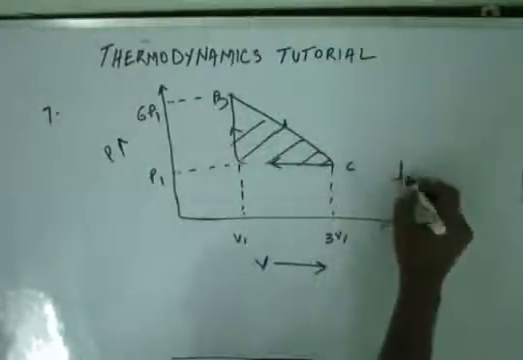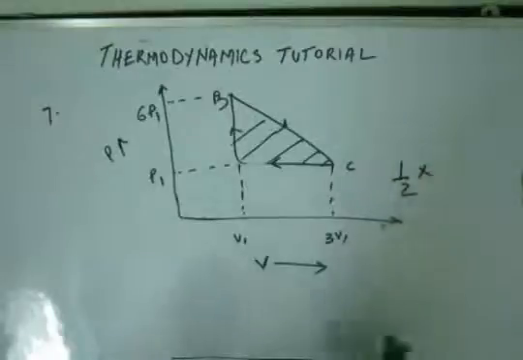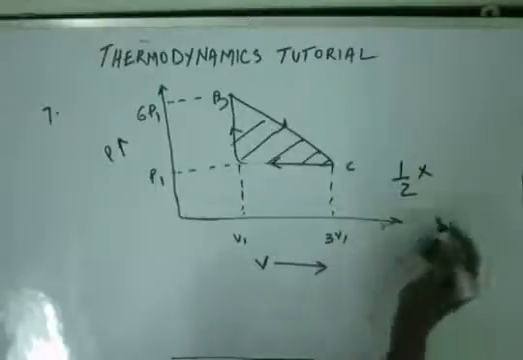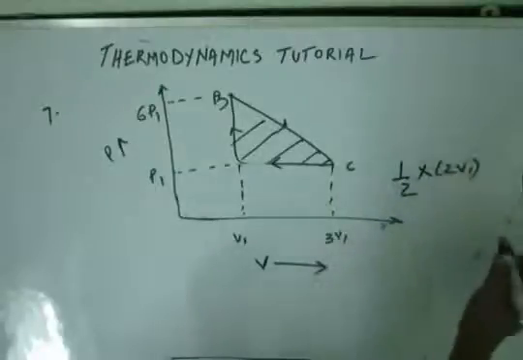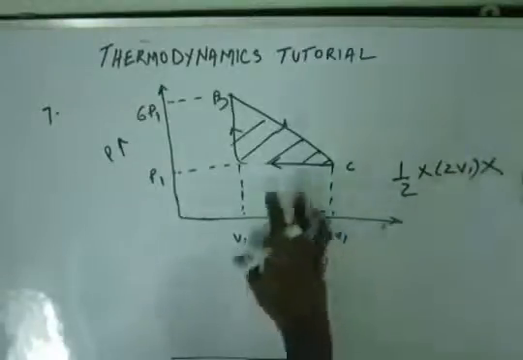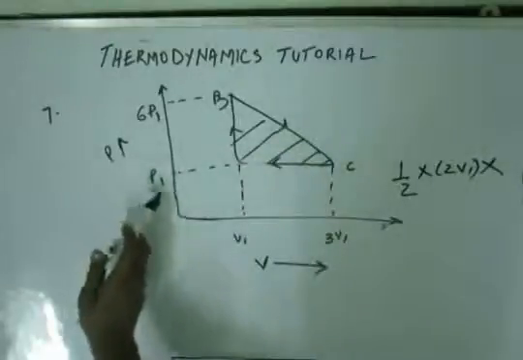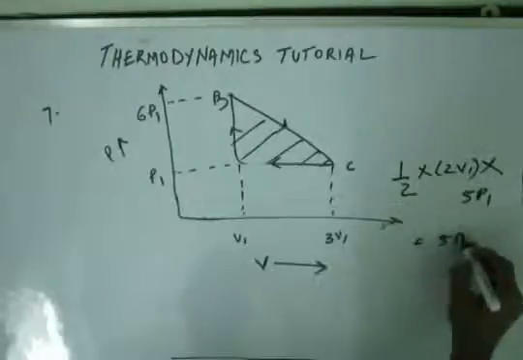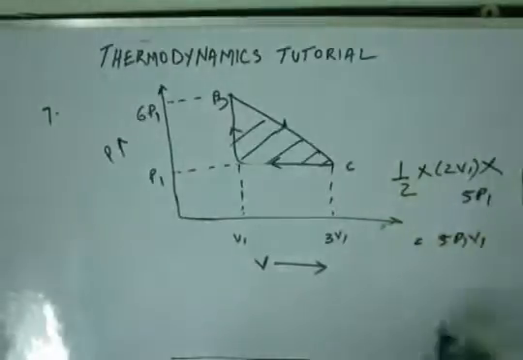This seems to be a triangle, so area will be half base into height. Base, you see, it's from V1 to 3V1, that is 2V1 is the base, and height is from P1 to 6P1, that is 5P1. That gives you 5P1V1. That's the work. Alright, so the PV graph is going to be a lot helpful in calculating work in thermodynamics.